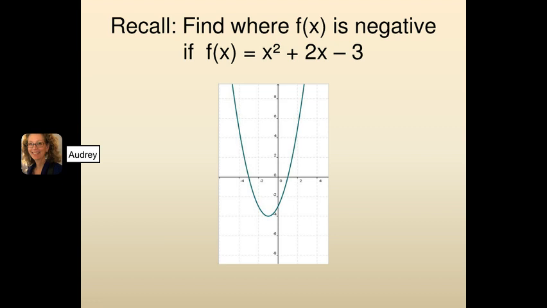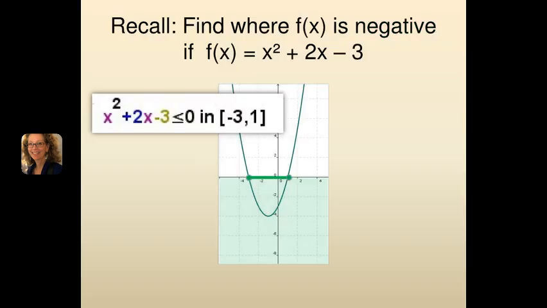Now, if you were looking for where the function is negative, then instead of looking where it is above, like we did here, we look for where the function is below. And once again, once we've identified the part of the curve that is below, we give our answer in terms of the x values for that part of the curve.